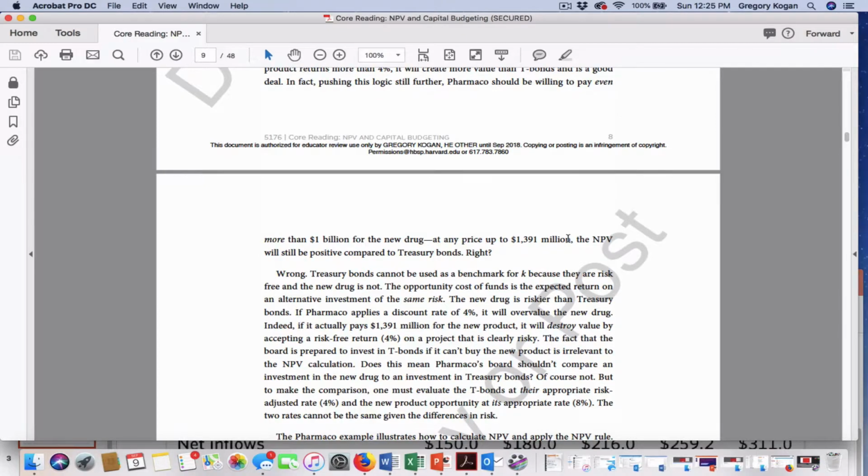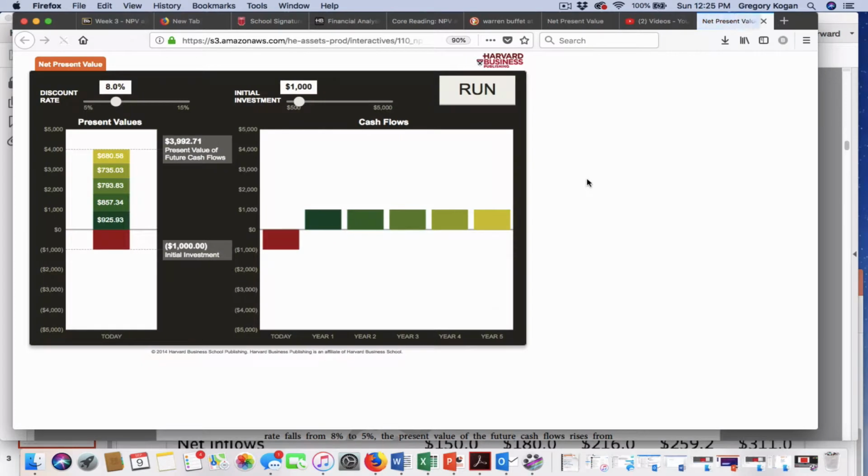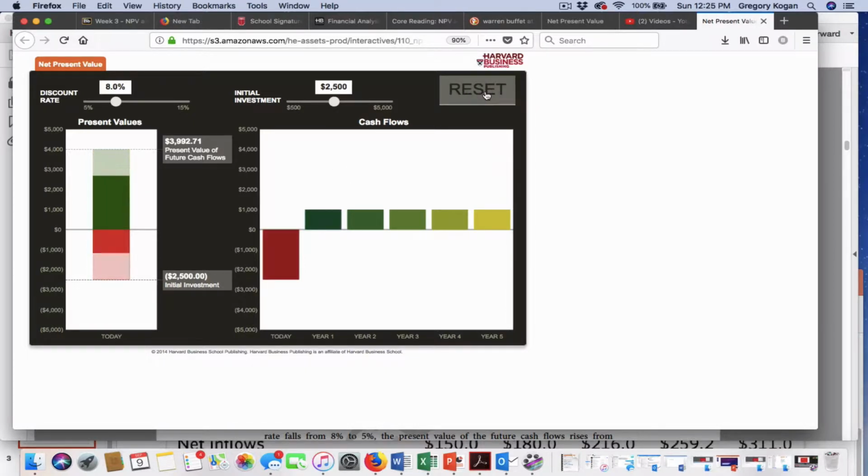This is the note from Harvard Business Publishing, and I wanted to show how to use this illustrator here. It shows you what would happen if you invested 1,000, and then there was $1,000 of cash flows for each of the 5 years ahead. Say our investment was 2,500 and the cash flows are still 1,000. When you hit run, we have a positive present value.